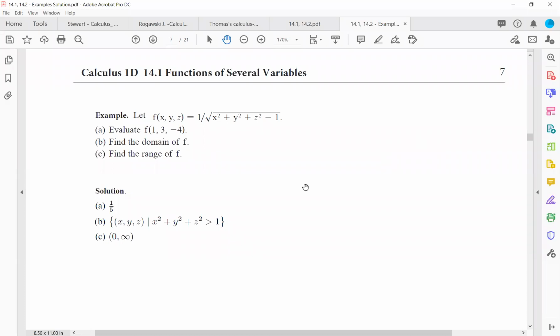Very well. To evaluate the function, you just plug in 1 for x, 3 for y, negative 4 for z. You get 1 divided by square root of 25, which is 1 over 5. The domain of the function, first of all, note that here you have a square root function, so the quantity inside the function cannot be negative. X squared plus y squared plus z squared must be greater than or equal to 1, but we have to exclude 1 since this quantity is in the denominator. So that's the domain of the function. By looking at the domain of the function, you can easily find the range of the function, which is 0 to positive infinity.